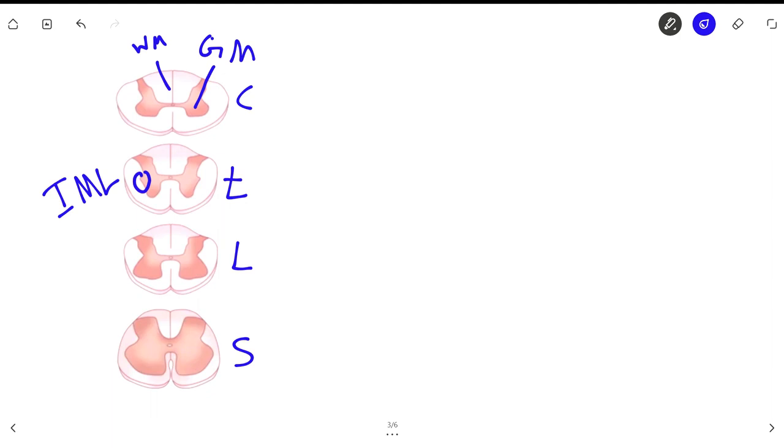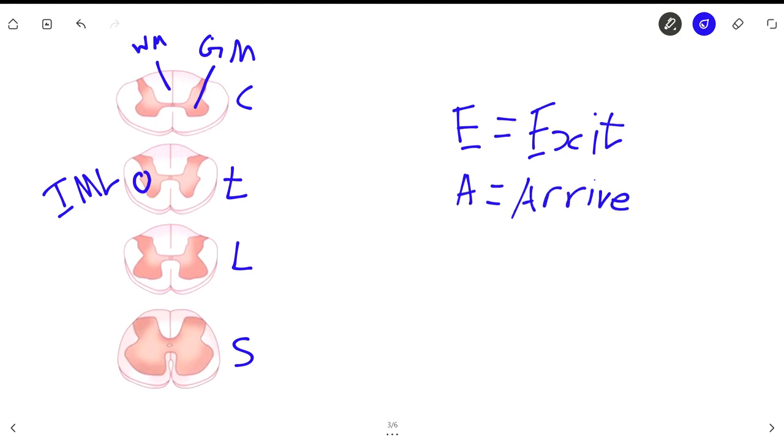And remember, motor information is efferent, which is exiting information, and sensory information is afferent, which is arriving information. So you can easily remember this by remembering the first letter of the word. So efferent starts with an E, which is the starting letter of exit, and afferent starts with an A, so arriving information. So that's one way to try to visualize why the white matter decreases as we progress down the spinal cord.